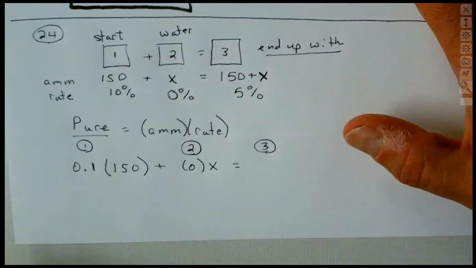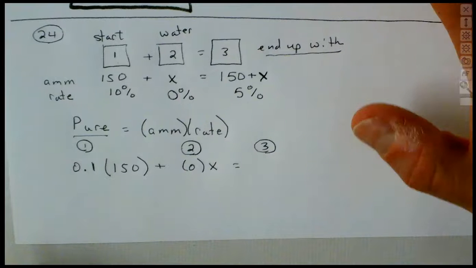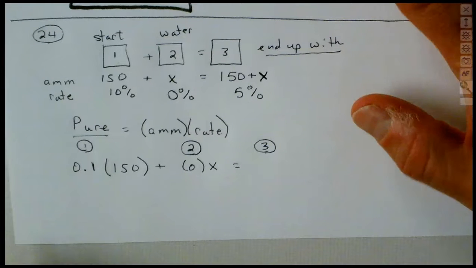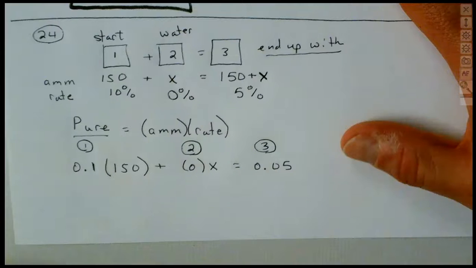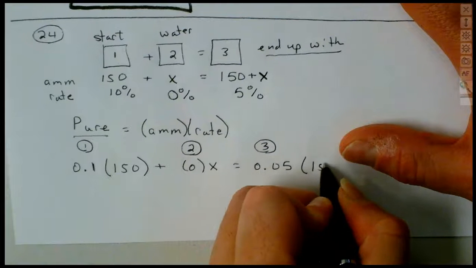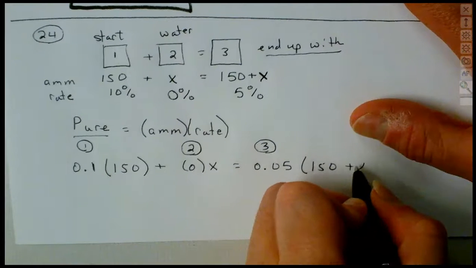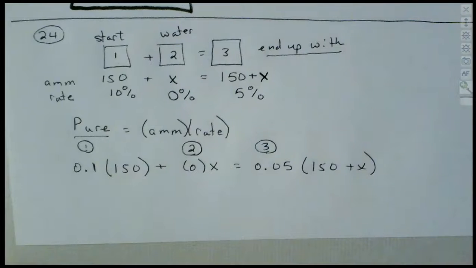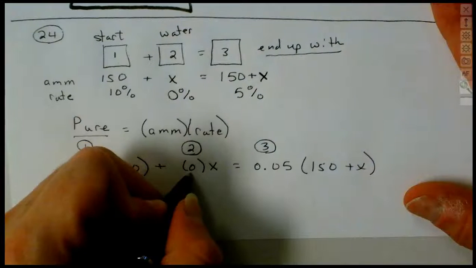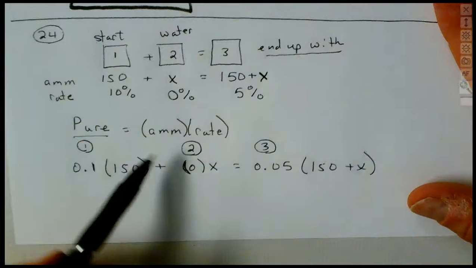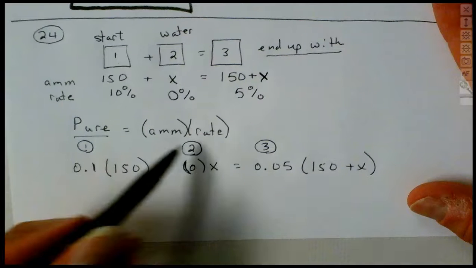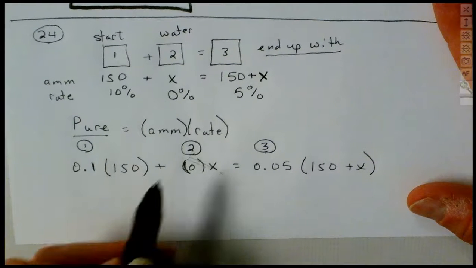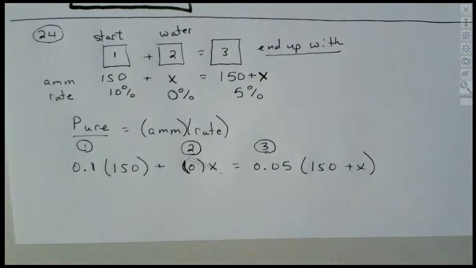5%. Now be careful with your decimals. It's not 0.5, right? 5% is 0.05. And how much is in there? 150 plus x. Now, what do we know about 0 times x? 0 times x is just simply 0. So that's actually gone, right? 0 times anything is just 0.